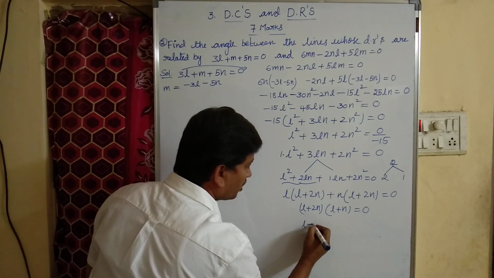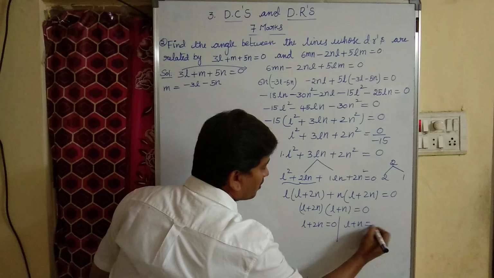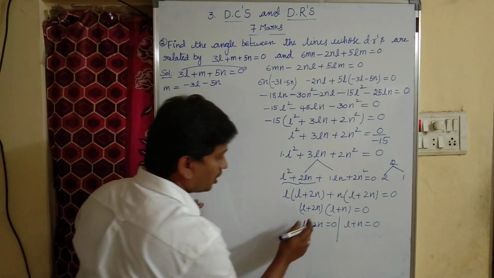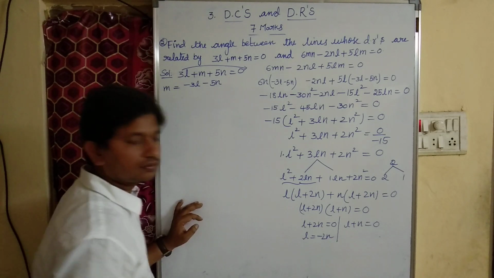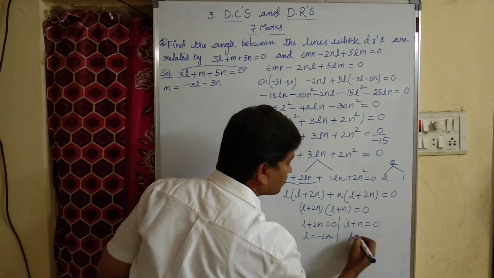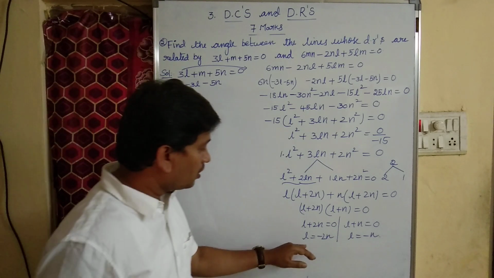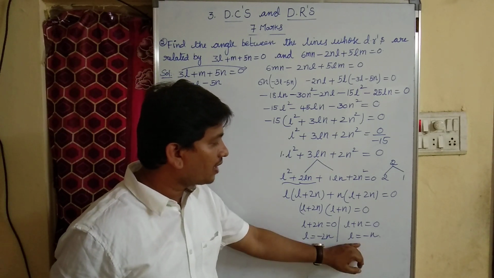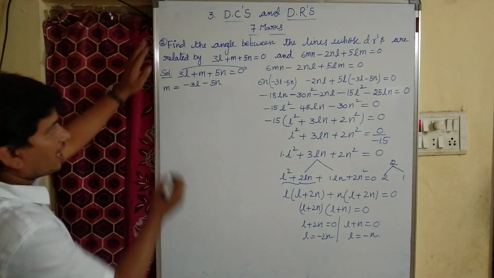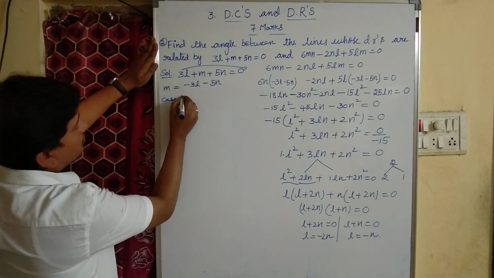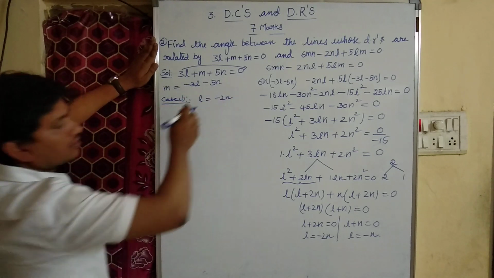Now, one term is L plus 2n equal to 0 and the other term is L plus n equal to 0. Now plus 2n, if you transpose, you will get minus 2n. Again here plus n, if you transpose, you will get minus n. So we got two L values, L equal to minus 2n and the other one is L equal to minus n. Those are the two cases. Okay. So case 1, L equal to minus 2n.